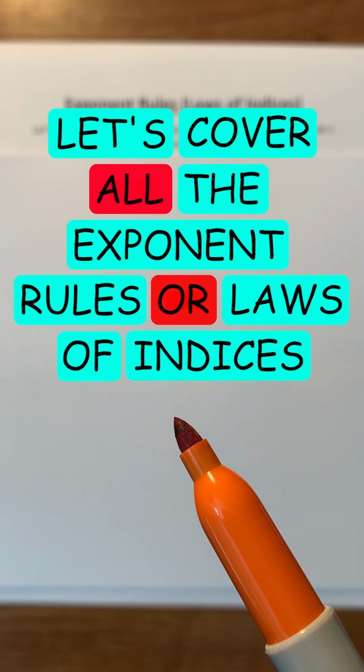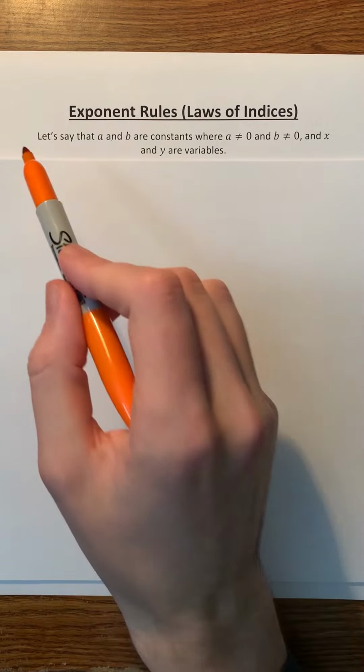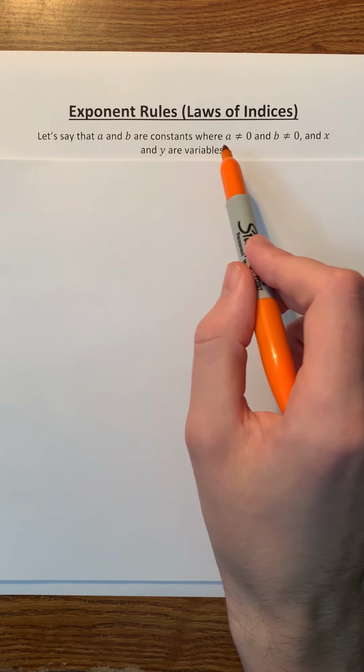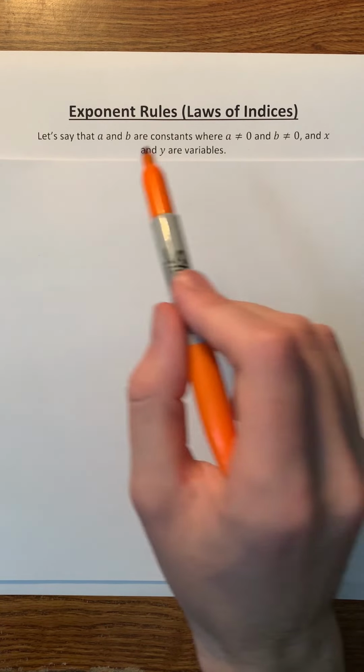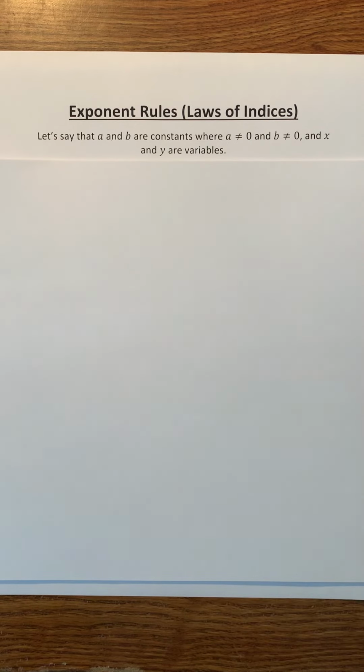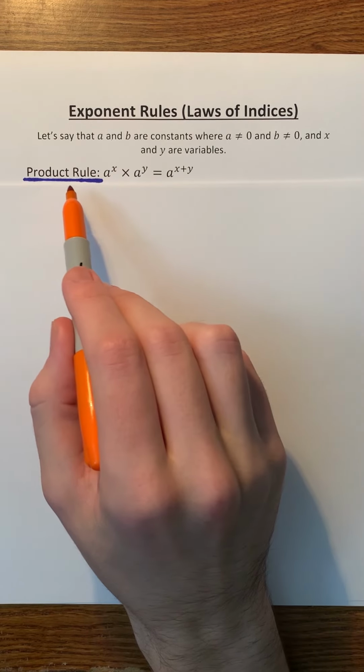Let's cover all the exponent rules or laws of indices that you should know. First, let's say that a and b are constants where both a and b do not equal 0 and x and y are variables. The first rule that I'm going to cover is the product rule.